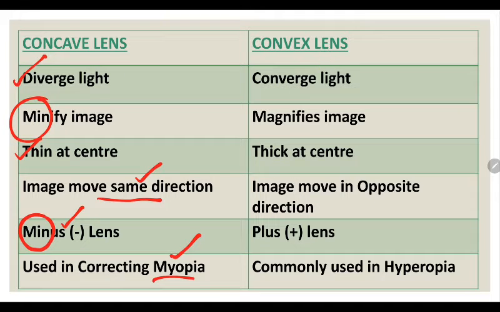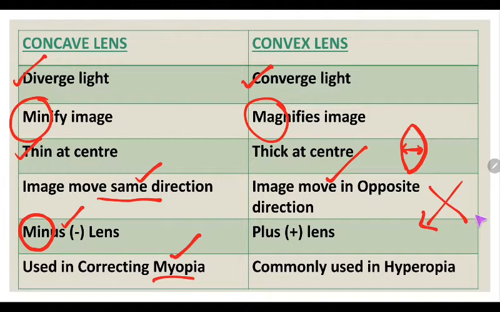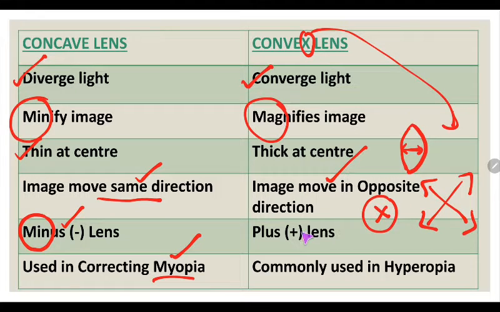Exactly opposite is the convex lens. Convex lens will converge the light, it magnifies, thick at center, because we know this convex lens is very thick at the center, and the image moves in the opposite direction. Remember the X. So here when we draw the X for convex, no, so everything moves in different directions, that is, an image moves in the opposite direction in convex lens, and put the X, just rotate it, it becomes plus.